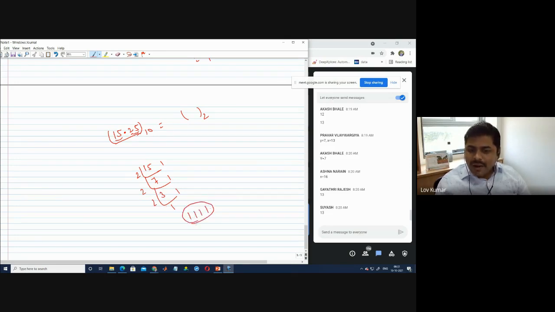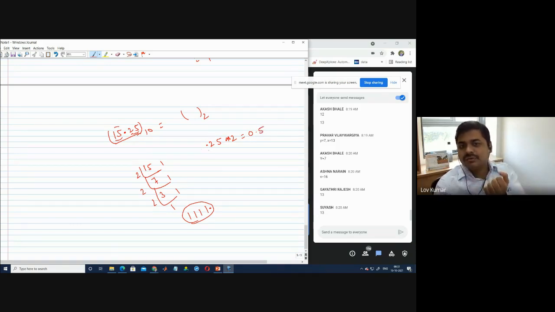Okay. After that, you write dot. After dot, whatever the value you are getting, we are getting 0.25. Now, before the dot, you have to divide, but after dot, you have to multiply. Okay, multiply with the base 2. What is the value we are getting here? 0.5.